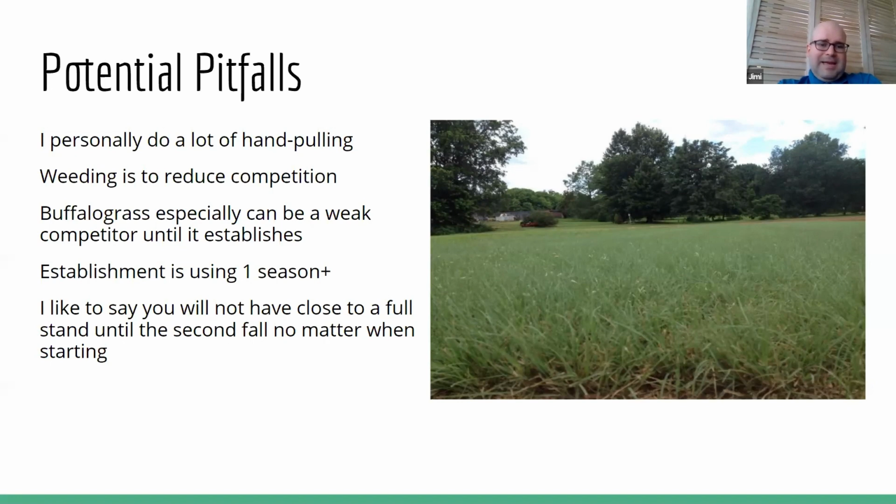Establishment, I usually say, is one season plus. So, like, you put out your grass seed in the spring. I wouldn't say that fall it would be fully established. It's usually the following fall. And that oddly remains true if you do a late summer seeding or even a winter dormant seeding. It just seems to take a little bit over a year to have your base established, especially if you're going from seed and you're using something like buffalograss or blue grama as compared to the sedges.